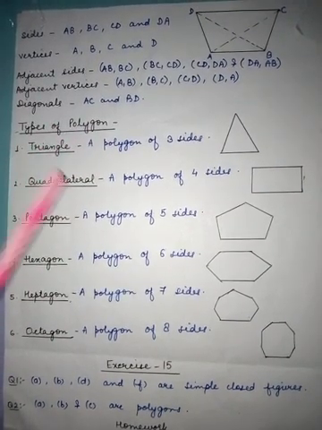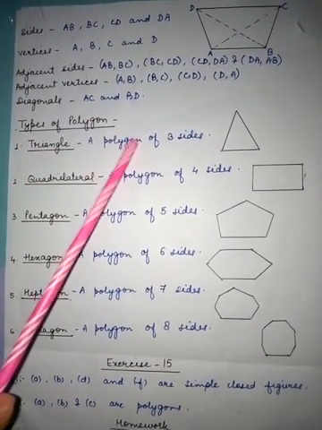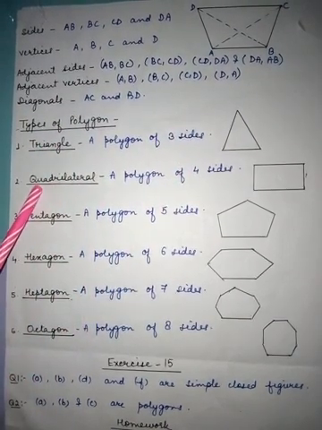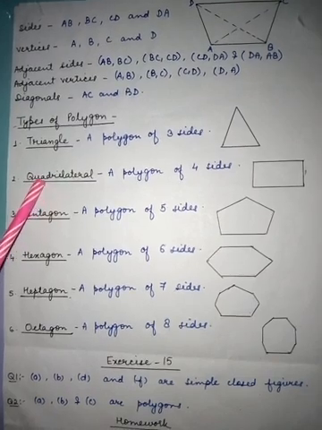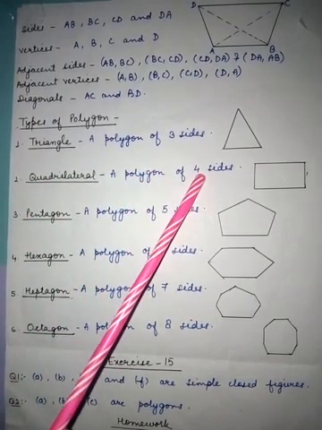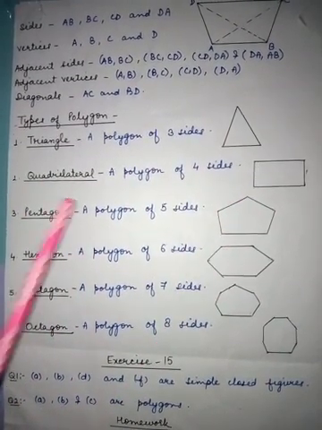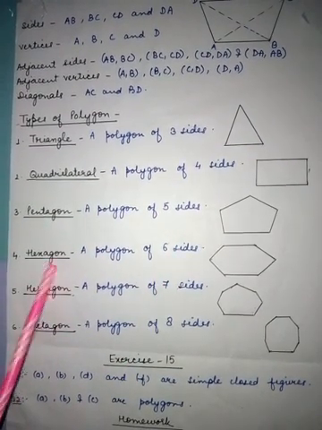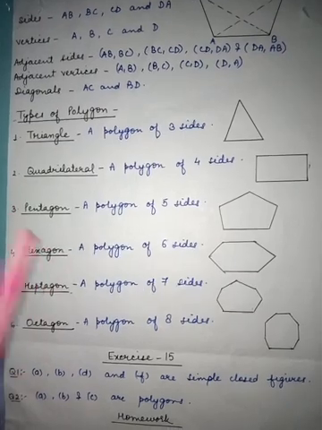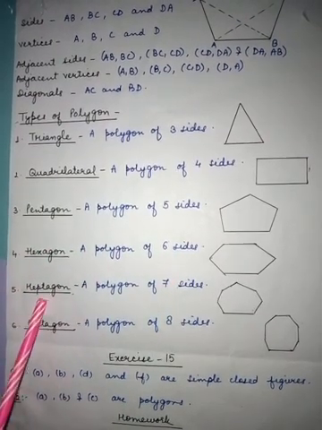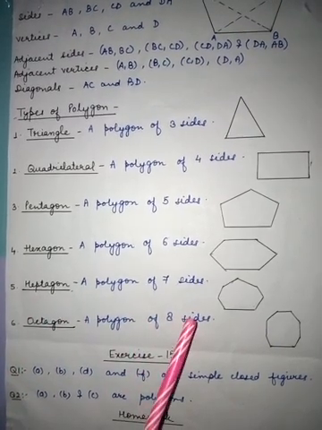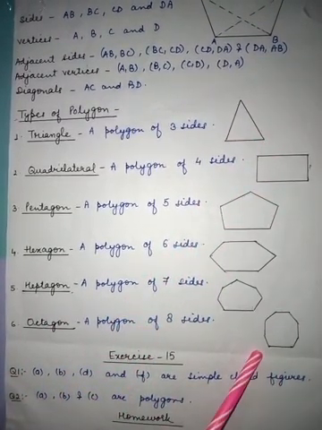Now we will study types of polygon. First is triangle. Tri means 3. So a polygon of 3 sides is called a triangle. Quadrilateral, quad means 4. A polygon of 4 sides, as you can see in the figure. Pentagon, penta means 5, a polygon of 5 sides. Hexagon, hexa means 6, a polygon of 6 sides. Heptagon, a polygon of 7 sides. Octagon, a polygon of 8 sides. And these are the figures.